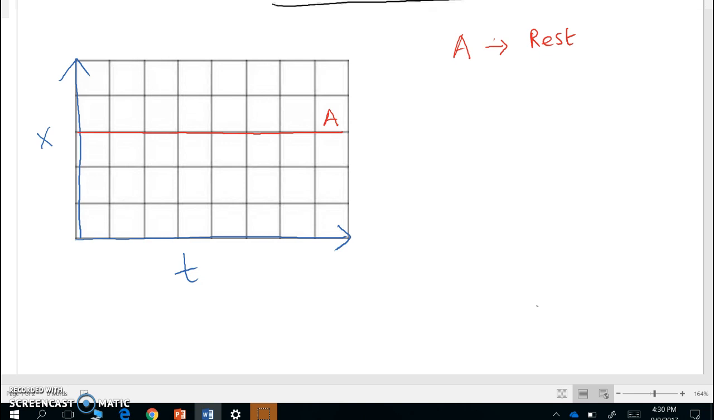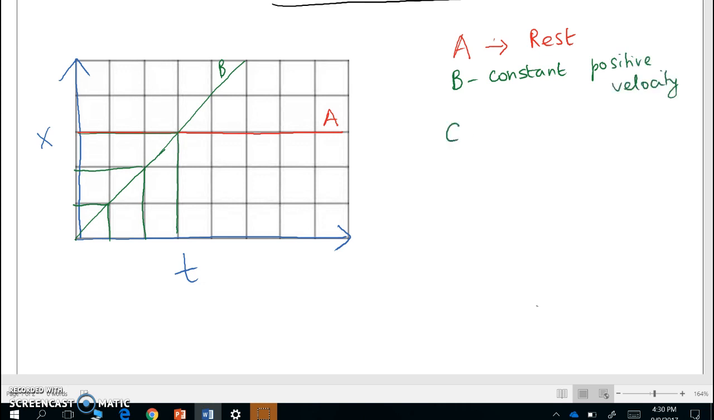What if the position time graph for my object turns out to be a diagonal line like this? You can clearly see that for this object, which starts at 0, every second its position climbs up by exactly 1 unit. So that means this object covers equal distances in equal intervals of time and is always moving in the forward direction. So B represents constant positive velocity. The positive sign indicates that it is moving in the forward direction.